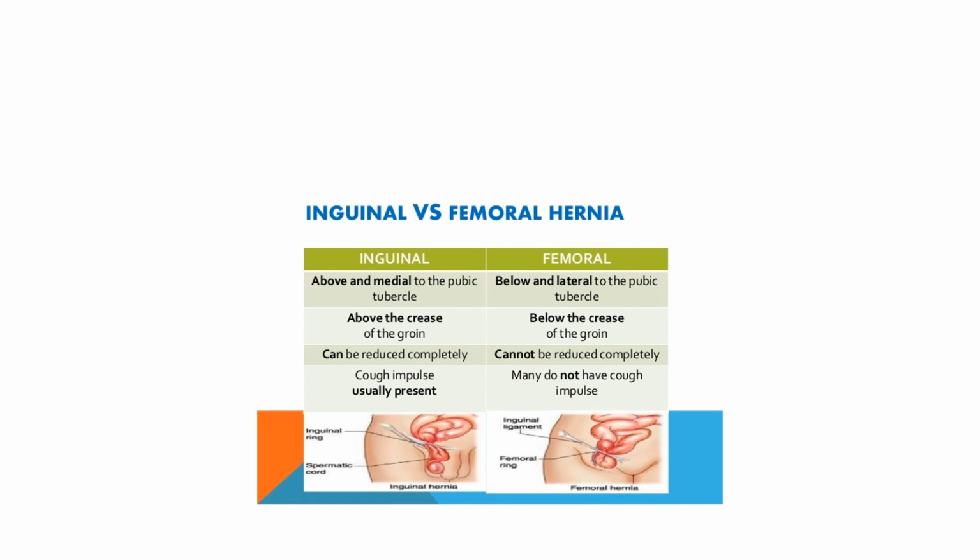Then how to differentiate inguinal and femoral hernia? Inguinal hernia lies above and medial to the pubic tubercle, whereas femoral hernia lies below and lateral to the pubic tubercle. And inguinal is above the crease of the groin, femoral is below the crease of the groin. Inguinal hernia can be reduced completely, femoral cannot be reduced completely. Then cough impulse is usually present in inguinal hernia, femoral does not have cough impulse. And strangulation is more common in femoral hernia.